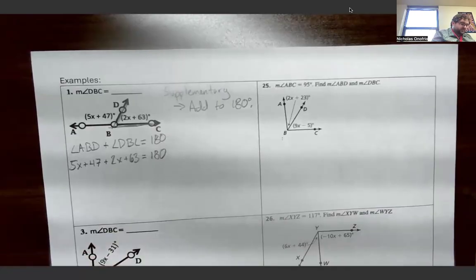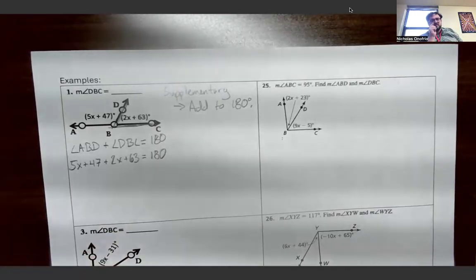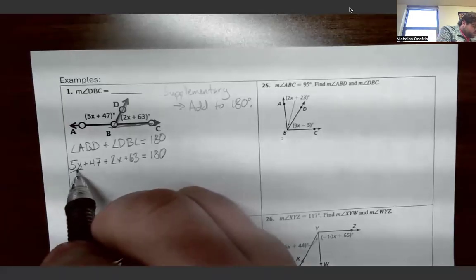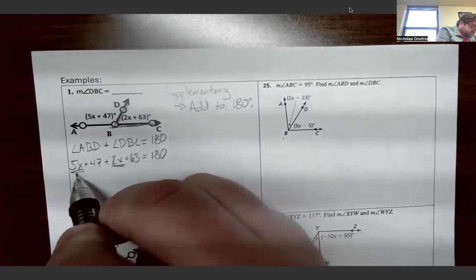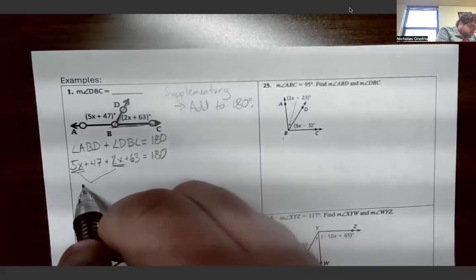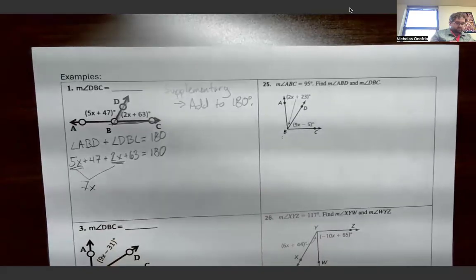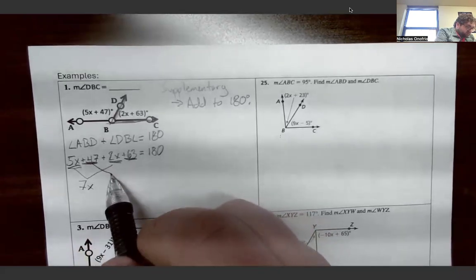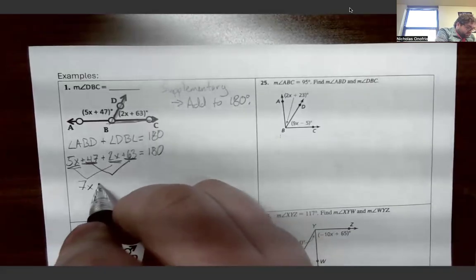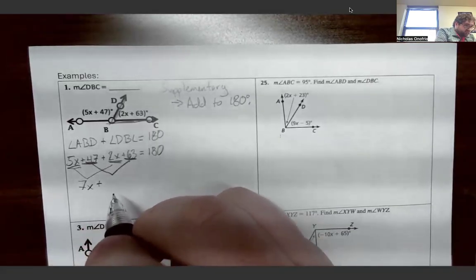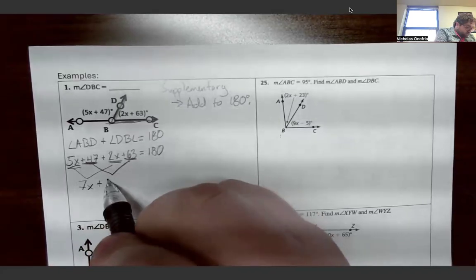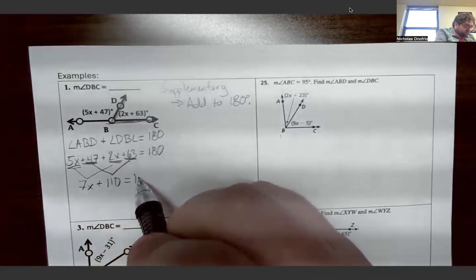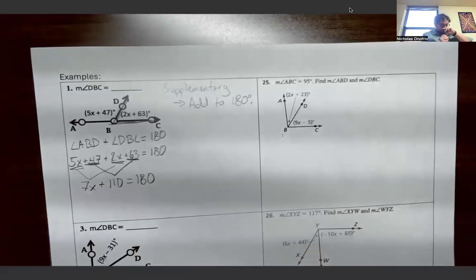All right. We've got our equation. Some folks like to do different things here, but I like to combine our like terms. I see I have 2 x's. So I start by combining those. 5 plus 2 is going to be 7x. And then I also see I have 2 normal numbers, 47 and 63. So I'll combine those as well. 47 plus 63 is, feel free to use a calculator for this, 110.